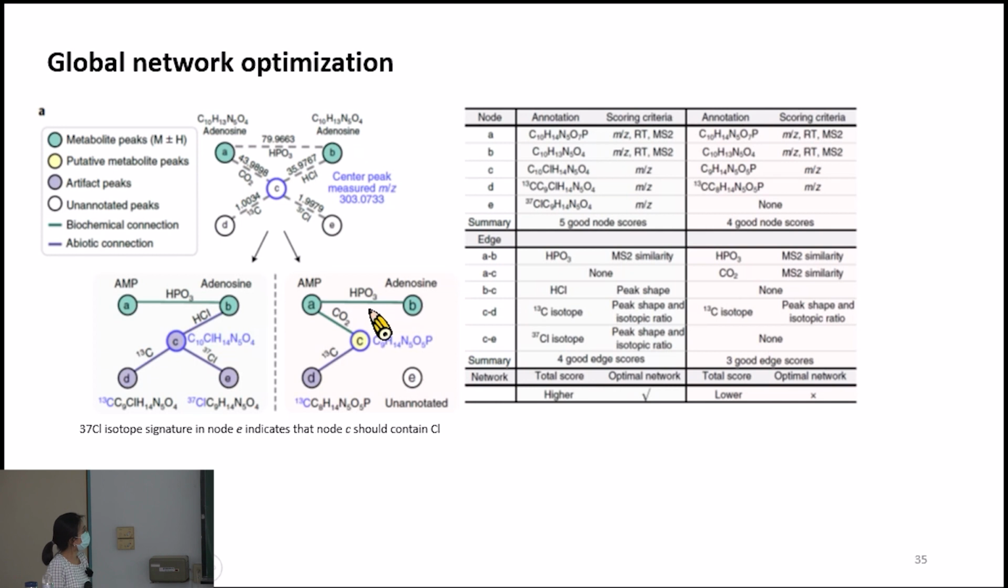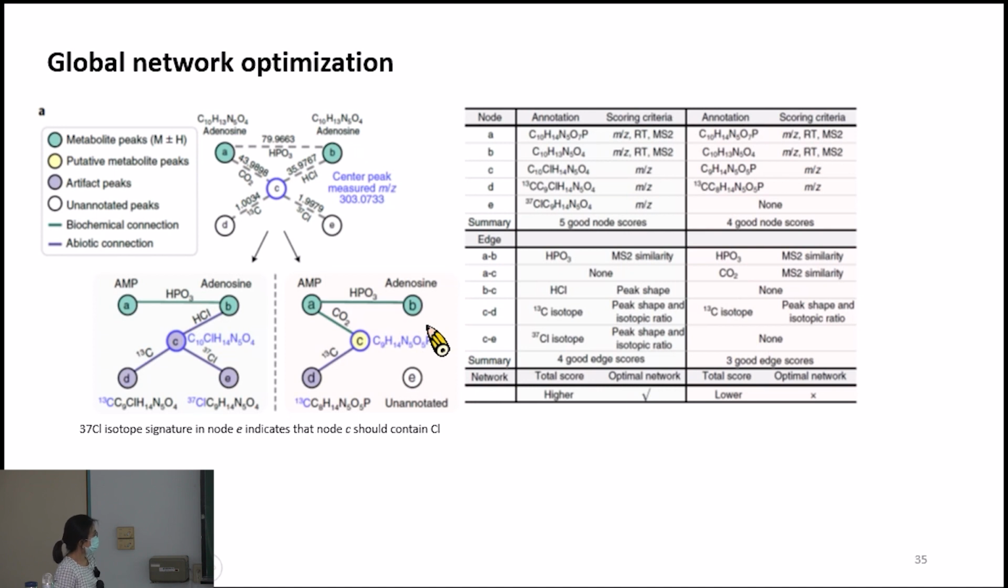Okay. So you can see here, basically they have two nodes, A and B, and they define them as AMP and adenosine. And since they also find 5 peaks in these connections, they include all of these 5 connections. So based on this edge connection and the C node, they predict 2 potential networks. One is left, one is right. So let's look into how they predict the compound based on this node.